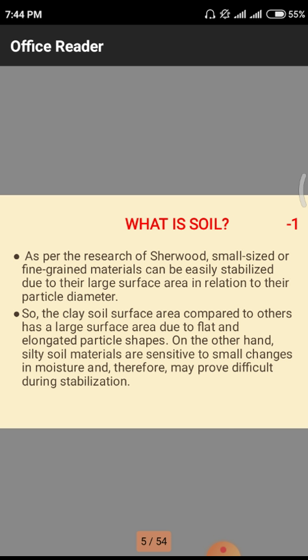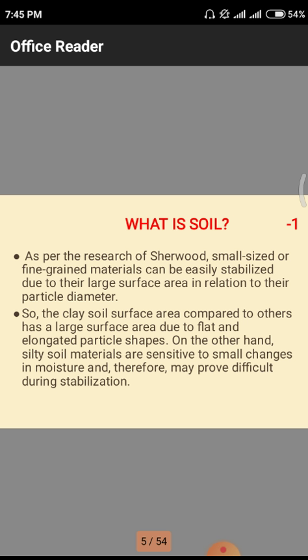As per research of Sherwood, small sized or grain molecules can be easily stabilized due to their large surface area in relation to their particle diameter. Here Sherwood is a scientist who discovered the properties of particles when they are in smaller size and larger size. If the particles are very large, there will automatically be less contact between particle to particle.